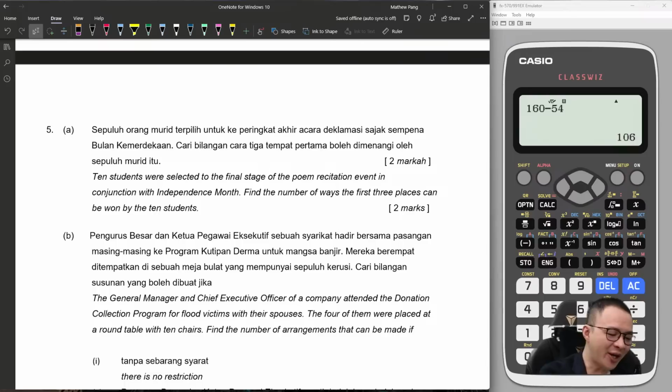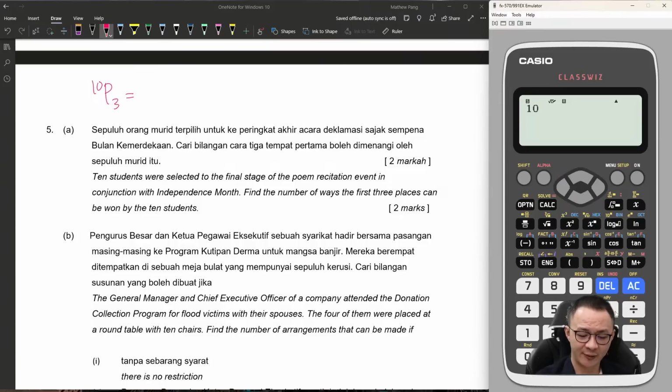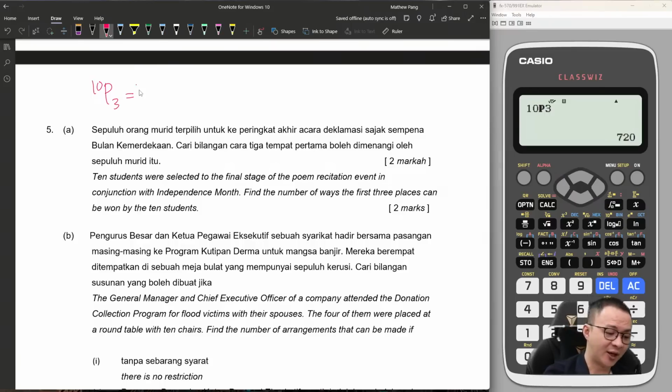So the easiest way is we do 10P3. That's all. 10 students, I choose 3 students, and these 3 students can take any of the prizes. So we want to arrange them. Then you will get 720. Okay, maybe this one doesn't make sense to you. Then we have another way we can do it.